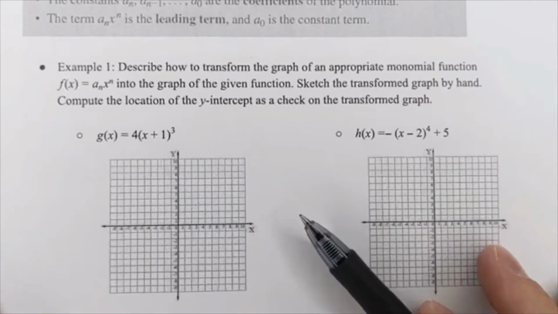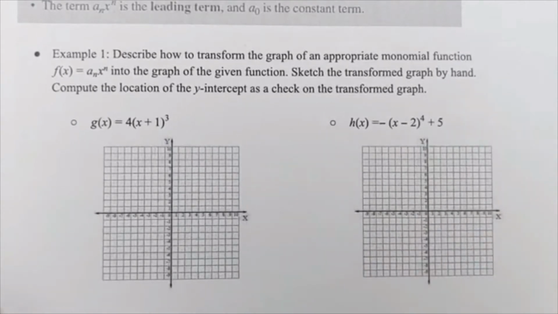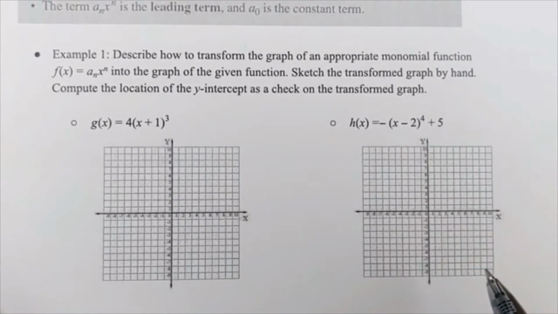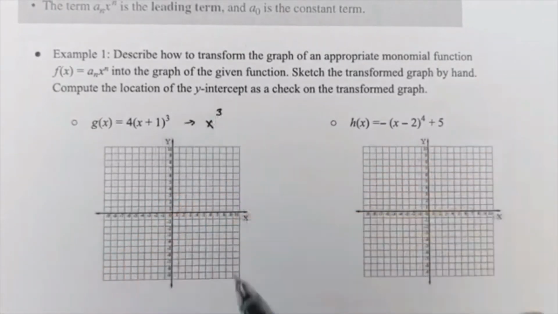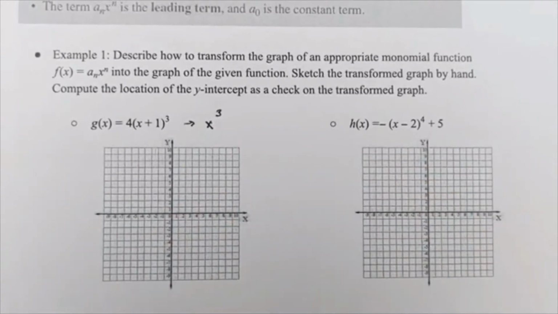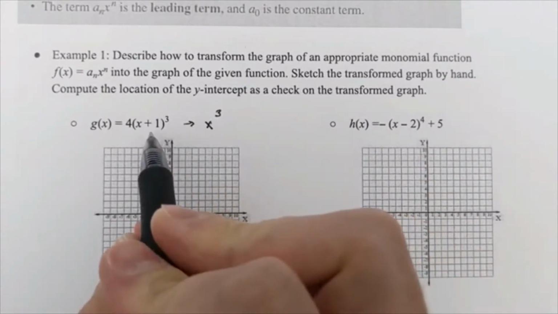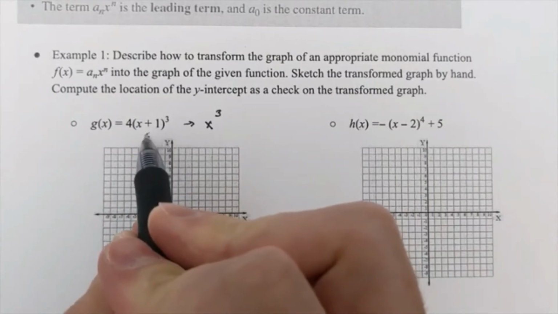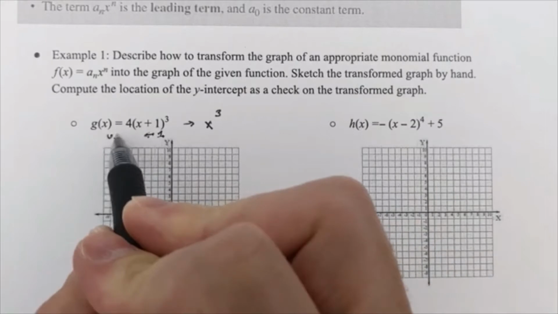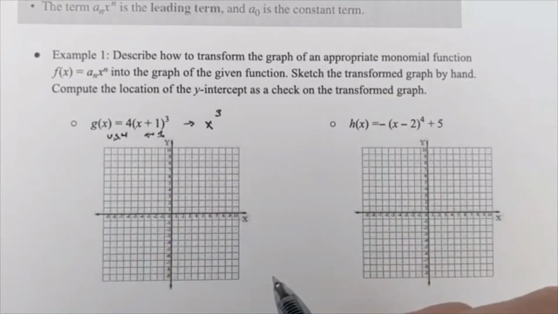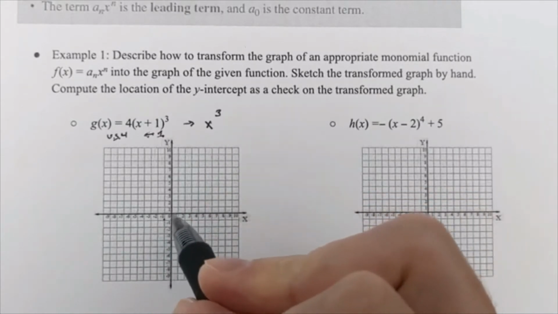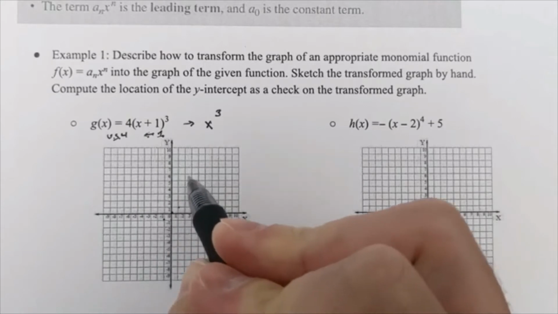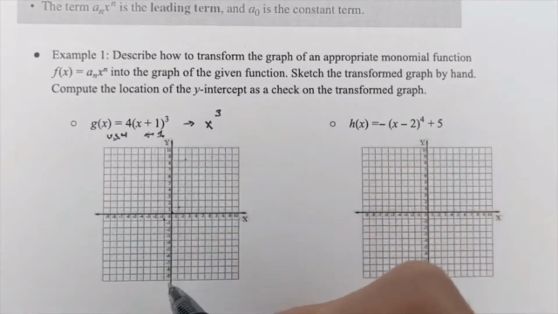Okay, so example 1, describe how to transform the graph of an appropriate monomial function into the graph of the given function. So this guy here is based off of x cubed. So in the parentheses is a left-right shift, so this graph is going to have to go left 1 unit, and you've got a vertical stretch of 4. So typically, cubic function, the key points are there, there, and there, and it kind of stretches out. 2, 8 also appears, as does -2, -8 down there.